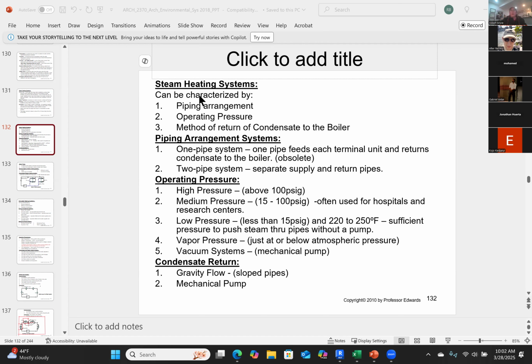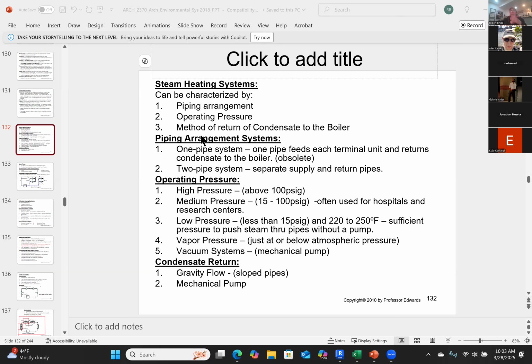So the way that we characterize the different steam heating systems is the piping arrangement and the pressure, and how does the condensate get back to the boiler. When we're talking about the condensate, we're talking about the steam that has been converted back into liquid, into water. That's the condensate. We have to get that back to the boiler. And how does it get back? It could come back by gravity, or we could pump it back. And those are the characteristics.